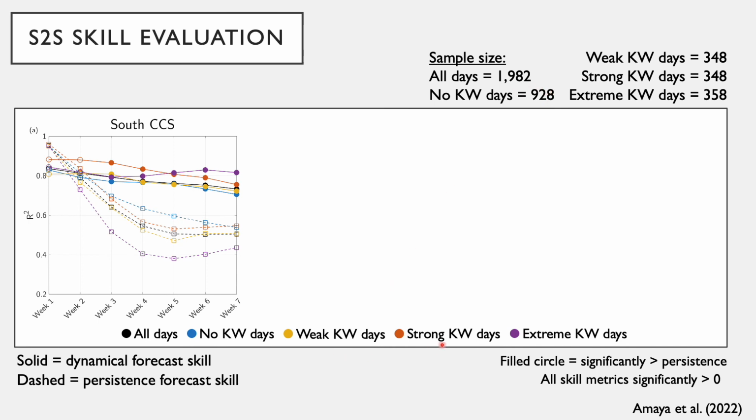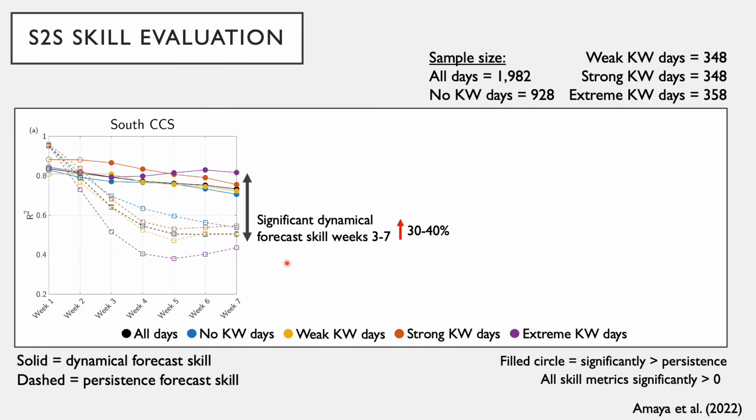whereas the yellow, orange, and purple lines are indicating composites of forecasts that were initialized with some amount of Kelvin wave activity, ranging from weak Kelvin wave activity out to what we call extreme Kelvin wave activity. So let's just very quickly summarize what we're seeing here.